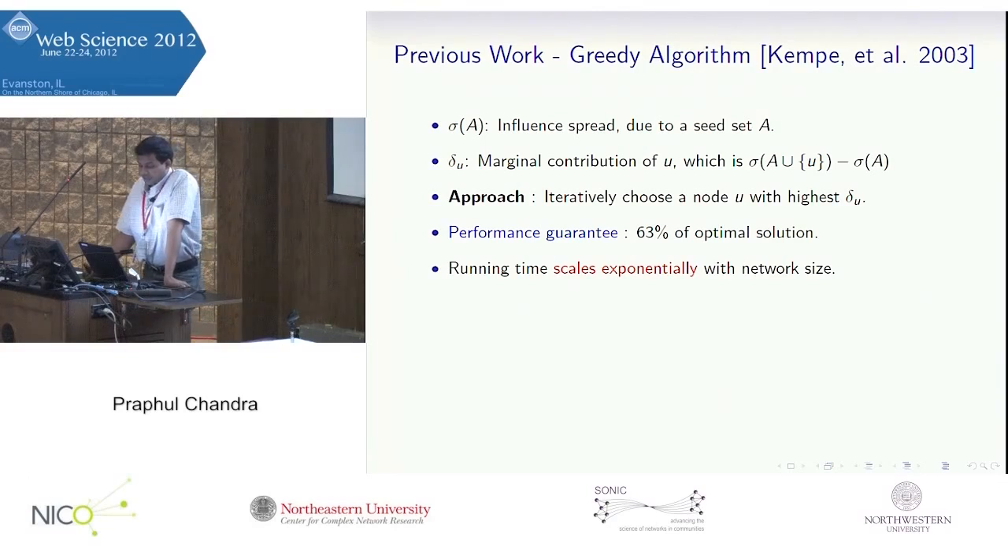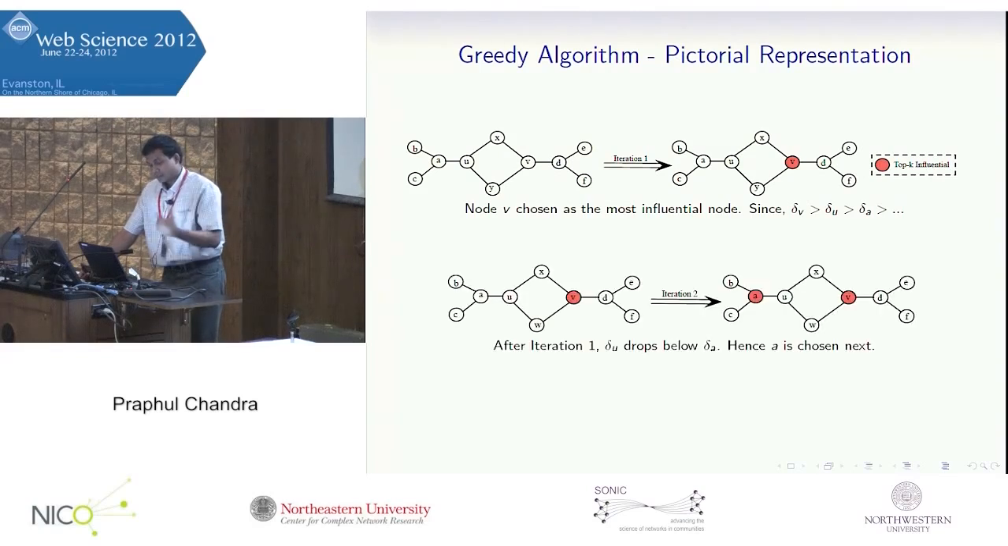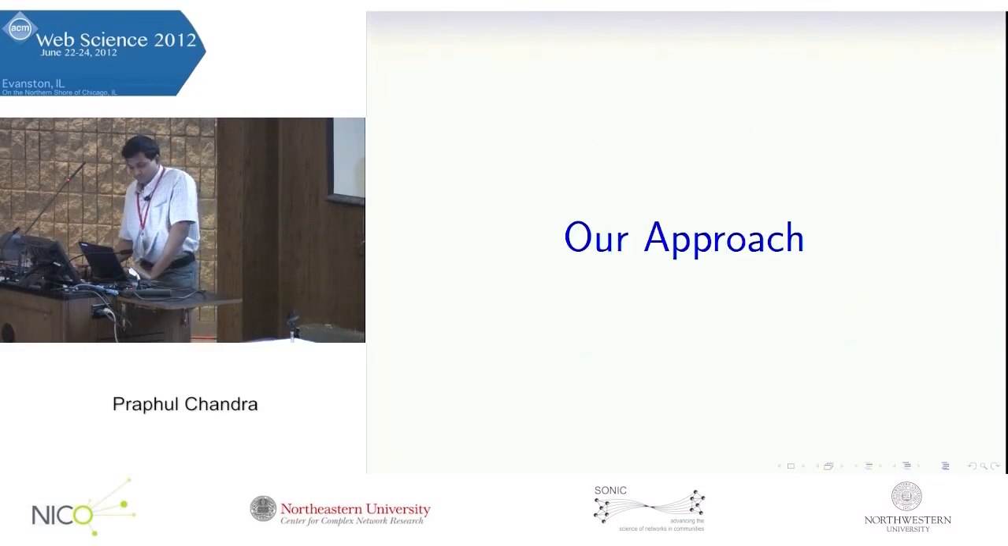So one of the famous or more popular algorithms in this influential detection problem is the greedy algorithm, where you choose the node with the highest marginal contribution as the most influential node. For example, suppose nodes v and u are sorted in the order of their marginal contribution. First, when you choose v, then the marginal contribution of u, even though it was higher in the first iteration, reduces in the second iteration. So ultimately, what you want to do is maximize the influence spread due to all the nodes in your influence set. So you choose A.